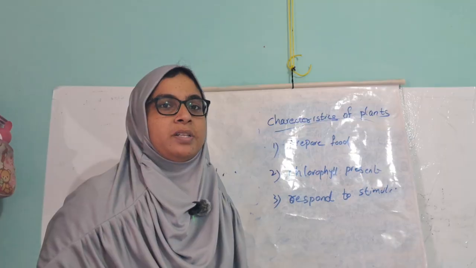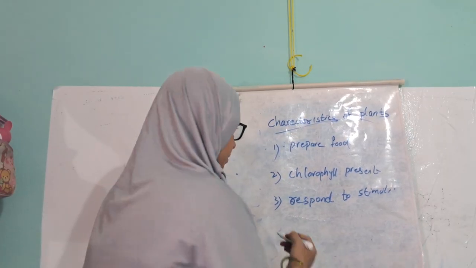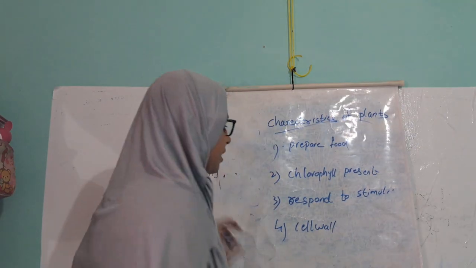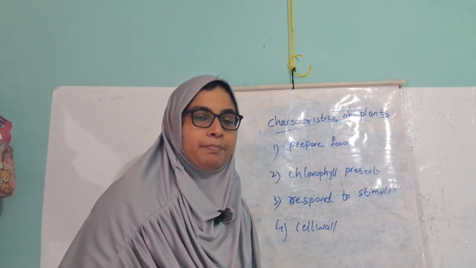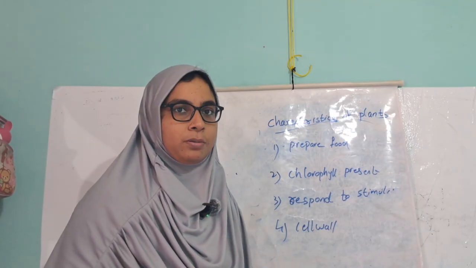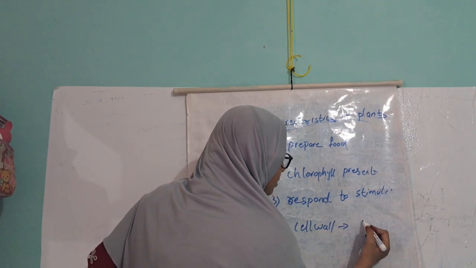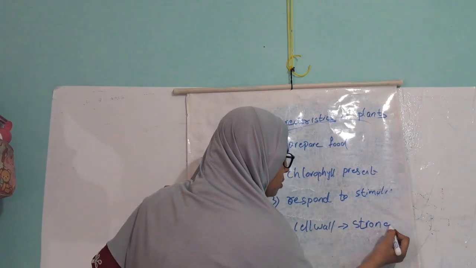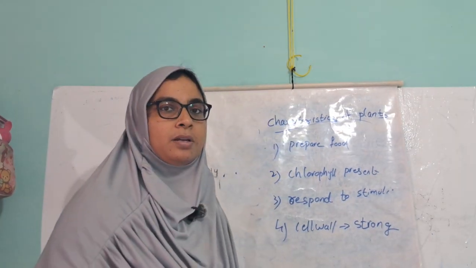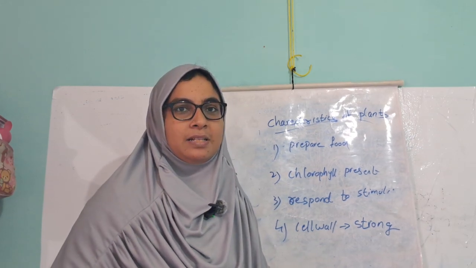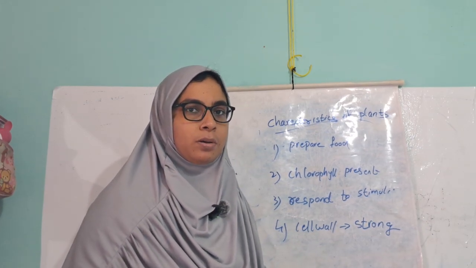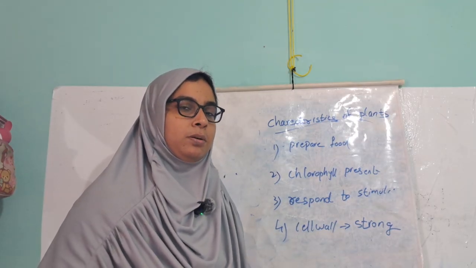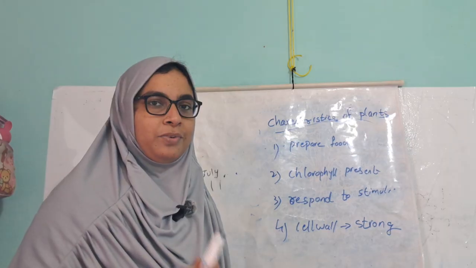So another last point is plants have cell wall. Plants have cells that are very strong. Their cell wall is strong, but animal cells are weak. Animal cells are weak, but plant cells are strong. So they have a cell wall. They are protected by a cell wall, which is very strong. Animal cells, they are weak.